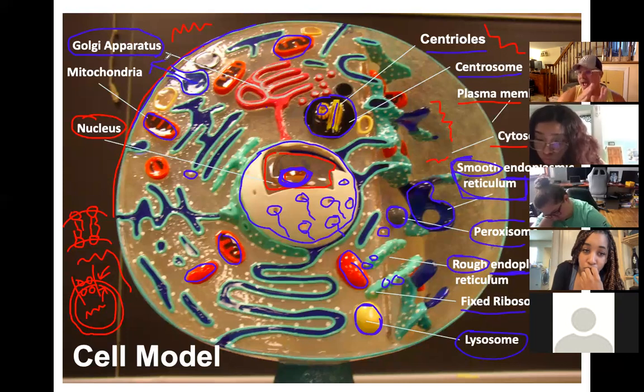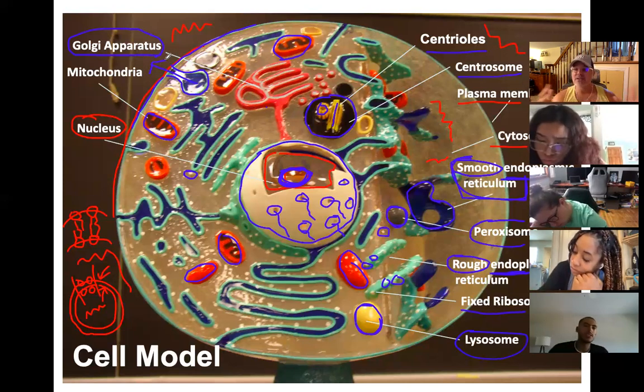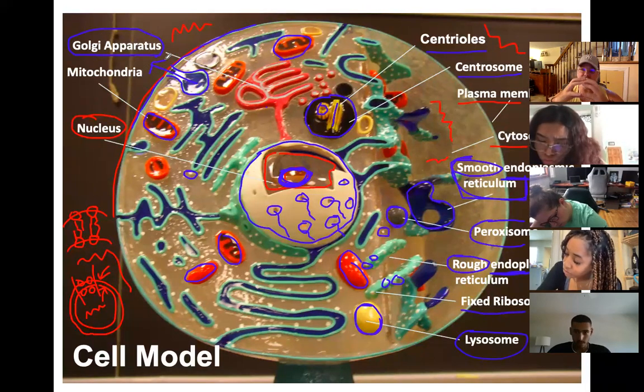It pushes it out, and that method is called exocytosis. Exo, like exit, exocytosis. It's releasing whatever contents are within the cell. It moves it outside of the cell. That is called exocytosis. You're going to hear that term throughout anatomy and physiology, exocytosis.